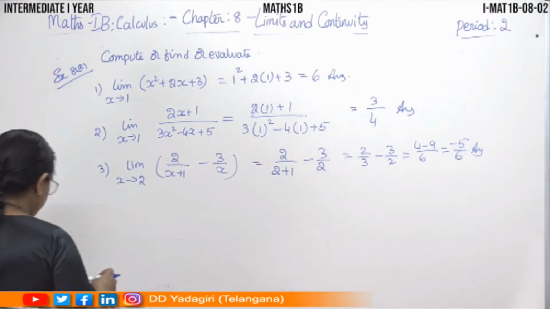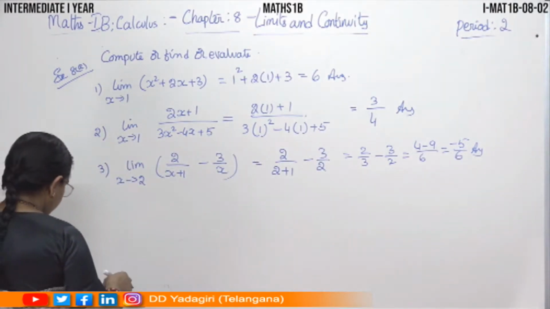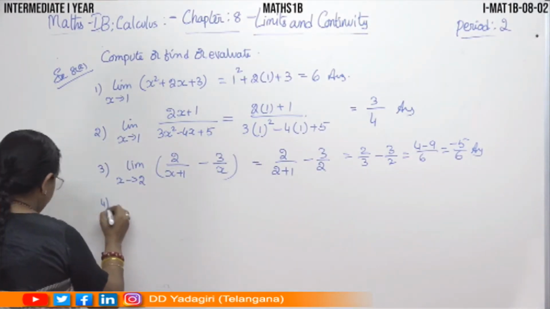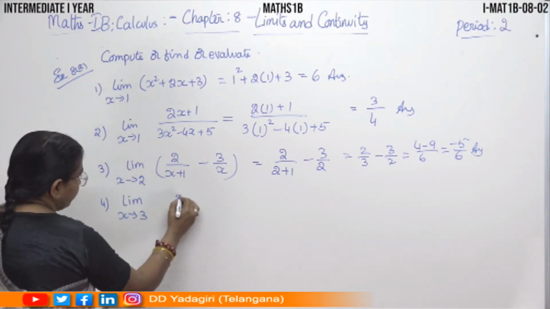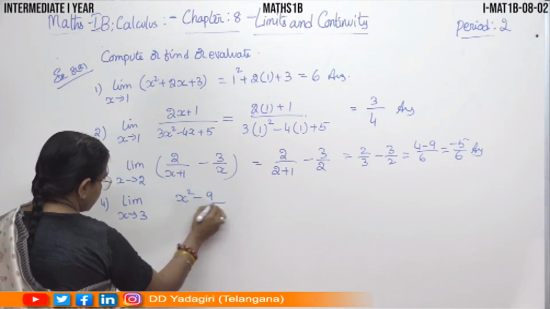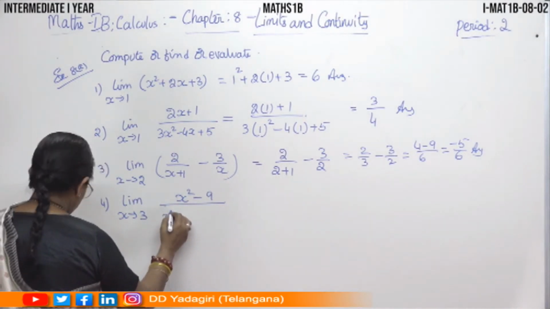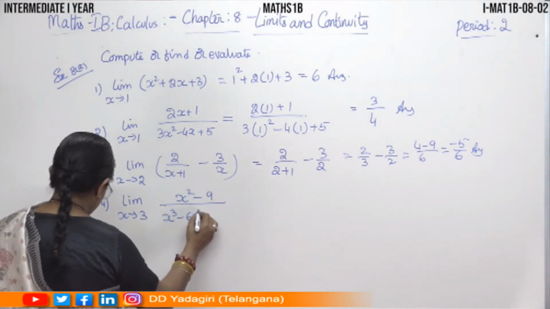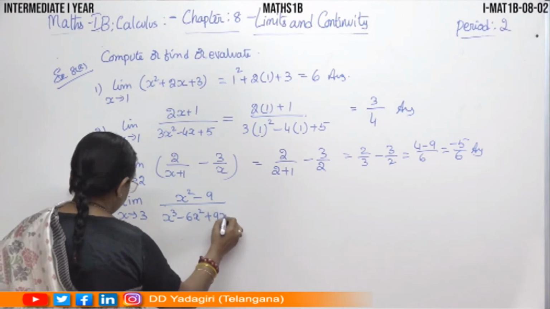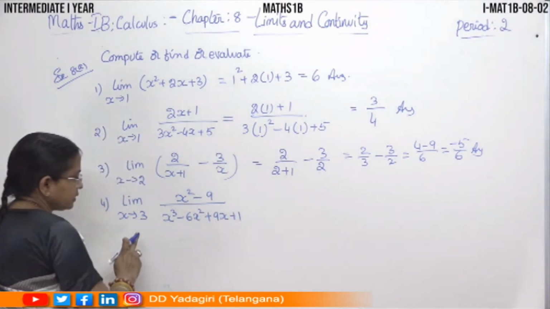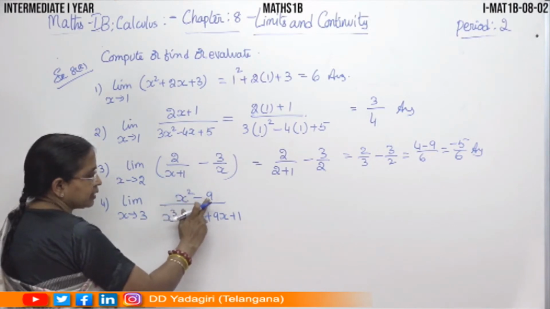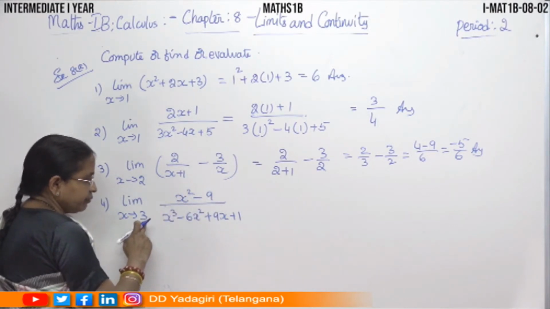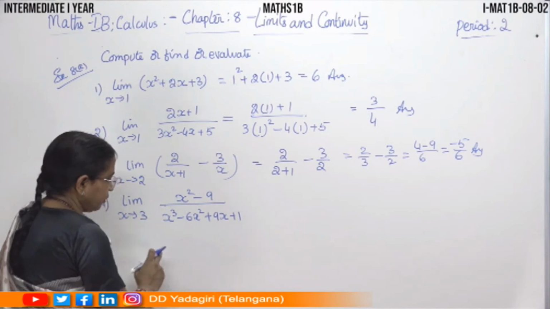So these are very simple problems. Now we'll do another problem. Limit x tending to 3 of x square minus 9 by x cube minus 6x square plus 9x plus 1. Now first I'll substitute 3 in this. Then I'll get 3 square, 9 minus 9, 0. Now we should see whether it is any indeterminate form.